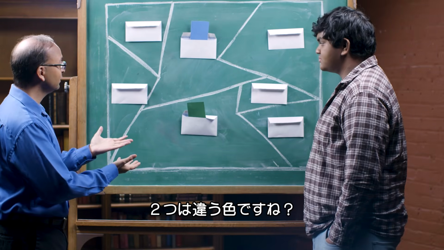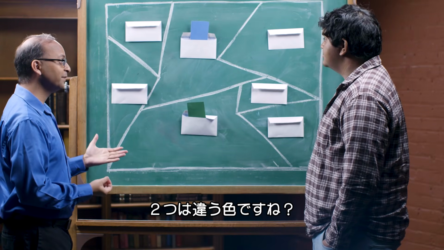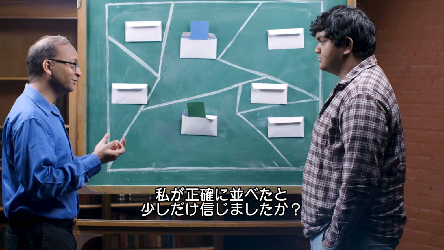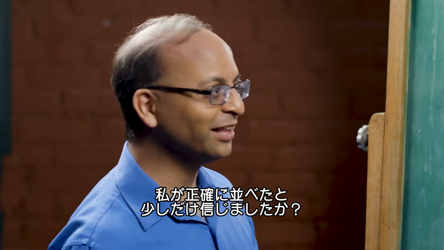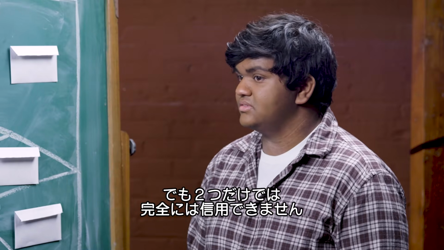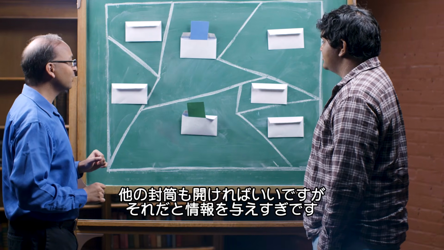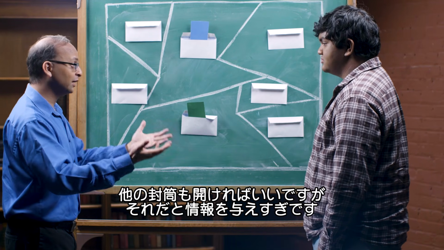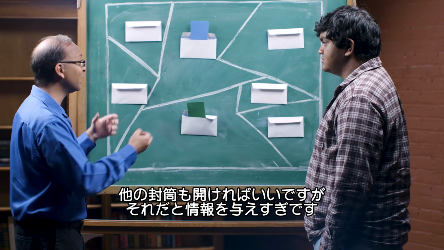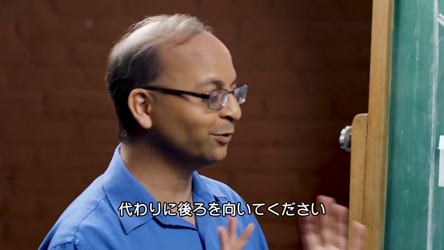And as you can see, they're 2 different colors, right? So you have a little bit of confidence that I have managed to color this correctly, but not that much confidence because I've only shown you 2 of the countries. Right? So now, of course, one way to get more confidence is to open up more of them for you, but that would be revealing information to you. I don't want to do that.